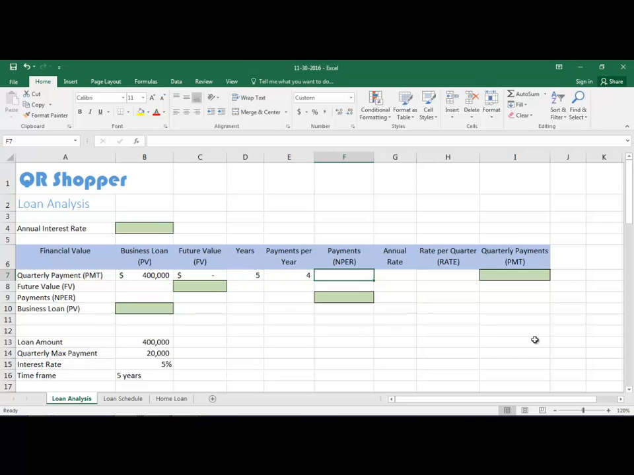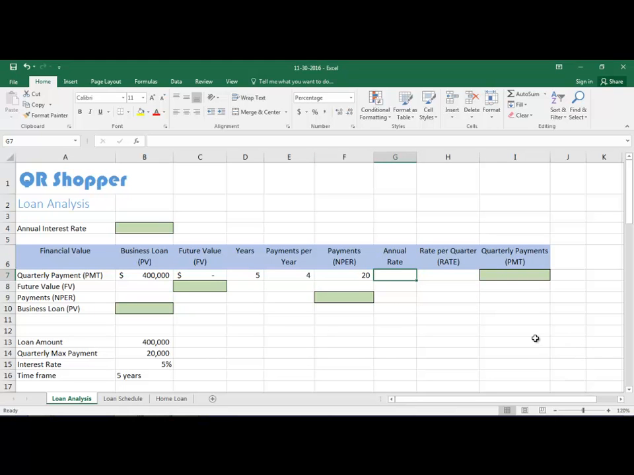Now here it says how many payments are you going to make. Now this is the total payments for the loan. So we can just do a quick formula that says take the number of years and multiply it times the number of payments per year, and you can see that that quickly comes out to we're going to make 20 payments over the course of this loan.